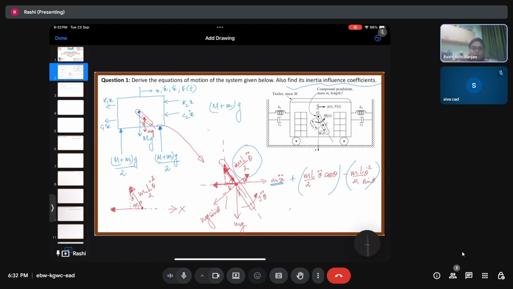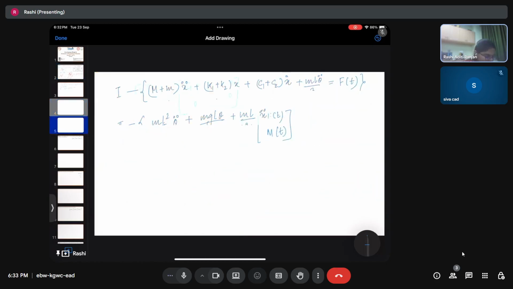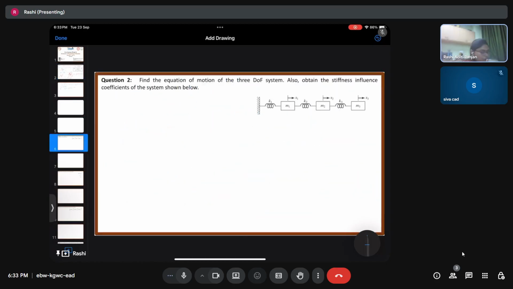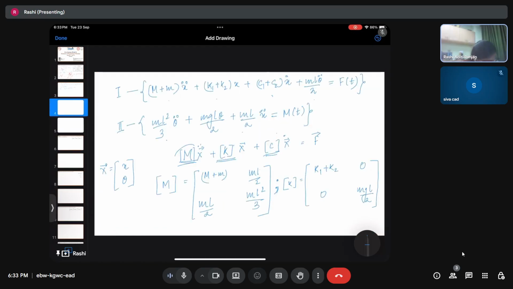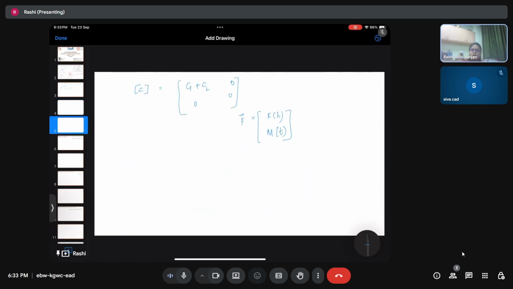It is used to find out the inertia matrix, which is nothing but this thing, the one associated with the mass or inertia, like mass in the case of translation motion and inertia in the case of rotational motion.